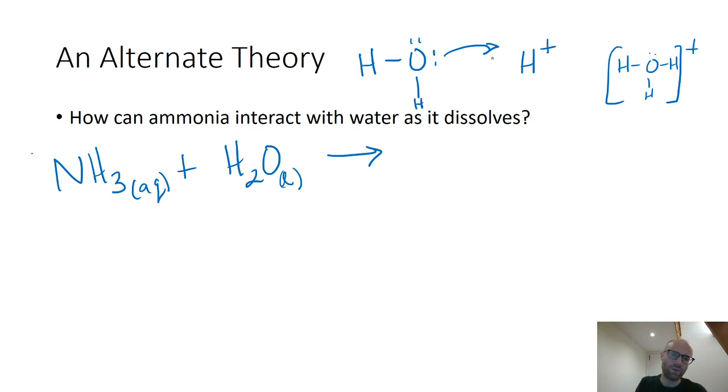So what we could say here is, I'm going to use a different color to make my point. Instead of using this lone pair to pick up an atom, we could take this lone pair, or this bonded pair, and turn it into a lone pair.